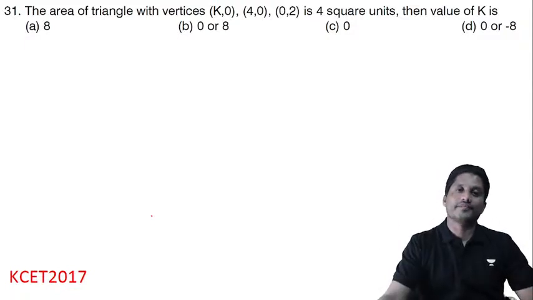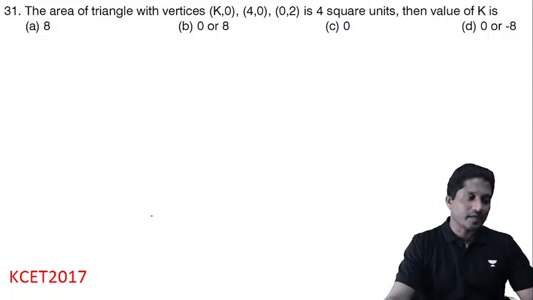We are continuing with part 2 of the KCET 2017 paper. We did up to 30 in part 1, so let us start from 31 in part 2.